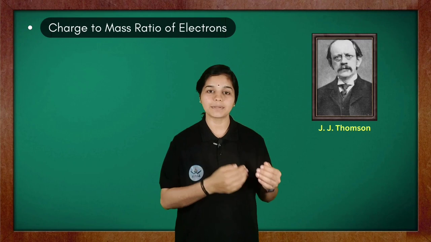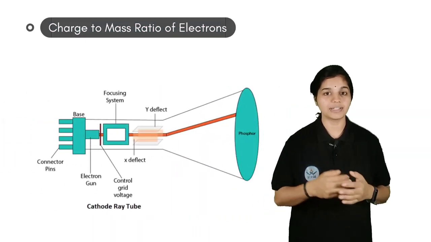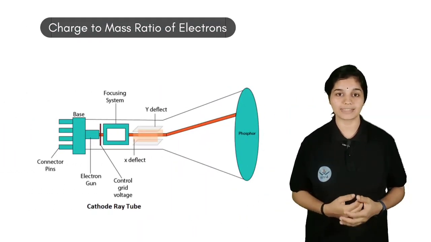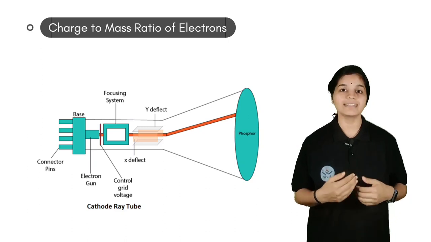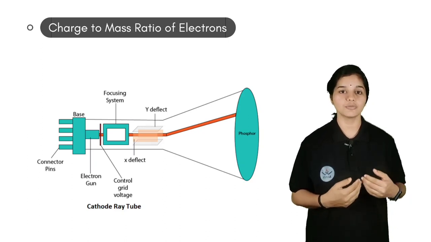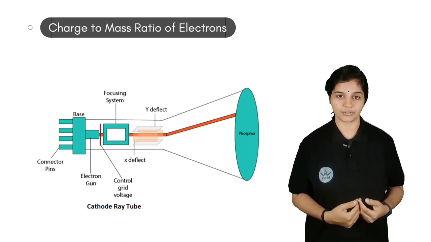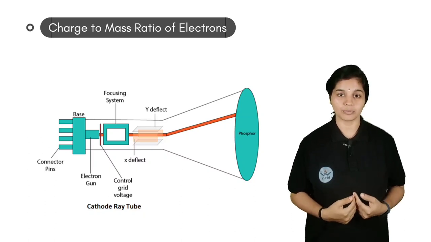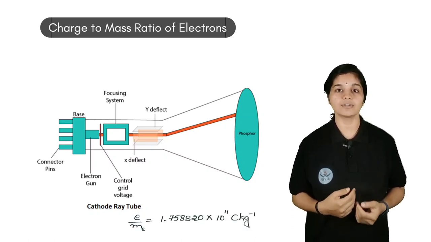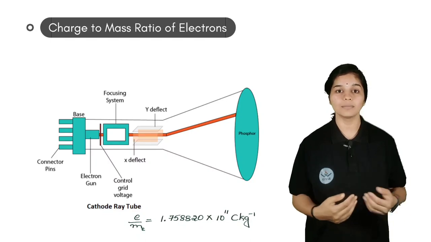Later on, J.J. Thomson studied the deflection of cathode rays in the presence of electric and magnetic field as well as in the absence of electric and magnetic field. From this, he found out the charge to mass ratio of the electron and that came out to be 1.75 × 10^11 coulomb per kg.